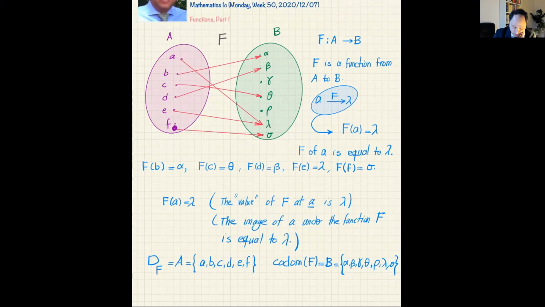But if I ask you what is the range of your function, what is the range? The range is that part of the codomain which are receiving at least one arrow. Okay, so it means that gamma is not in my range, even though it is in my codomain. Rho is not in my range. So every other member is actually in the range. So the range is alpha, beta, theta, lambda, and sigma. So that is also the range of this function. So any questions?